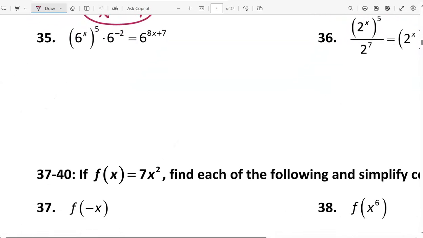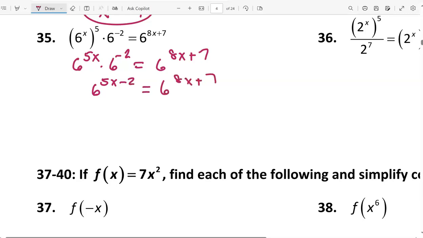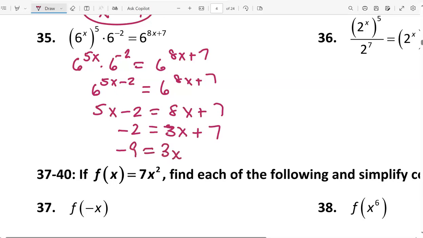For 35, power to a power, that's 6 to the 5x. And we have more simplification on the left side to do. When we multiply, we add the exponents together. So that gives us 6 to the 5x minus 2 equals 6 to the 8x plus 7. So the two exponents must be equal to one another. Subtracting 5x from both sides, and then subtracting 7. That's going to give us a result of x is equal to negative 3.